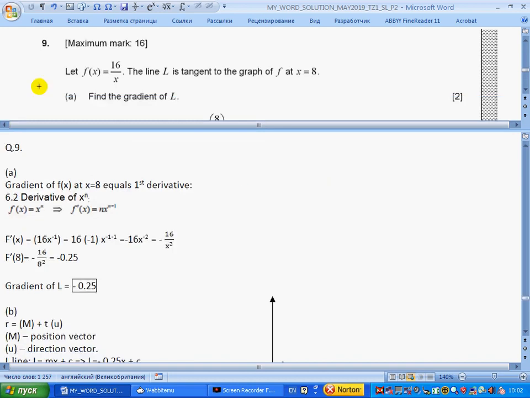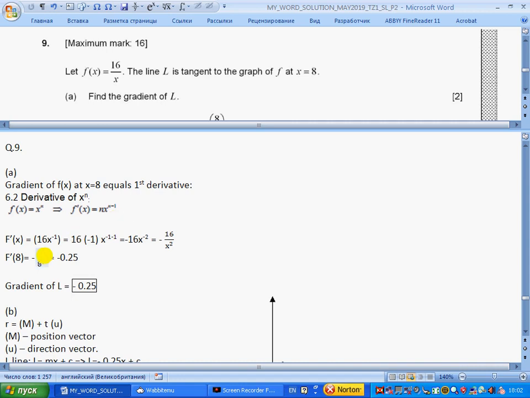Question 9. Let f equal 60 over x. The line L is tangent to the graph of f at x equals 8. Find the gradient of L. Gradient of f at x equals 8 equals the first derivative at this point. Section 6.2: the derivative of x^n is given by this formula, n x^(n-1).